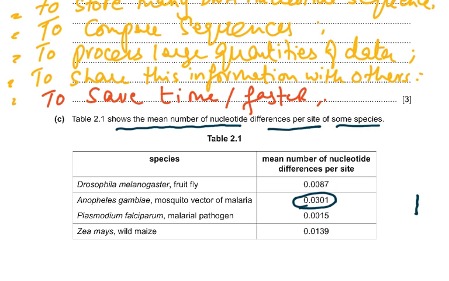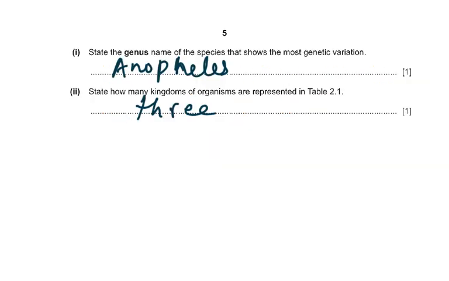Then what is this? This is a fruit fly, and Anopheles is a mosquito. So this is Animalia. Plasmodium is the malarial pathogen, a Protoctista, and this is Plantae. So three kingdoms. This is plants. This is a protoctist because Plasmodium is a single unicellular organism. And these two are insects, so this comes under Animalia. So three kingdoms have been represented. So that is why we had this answer here.